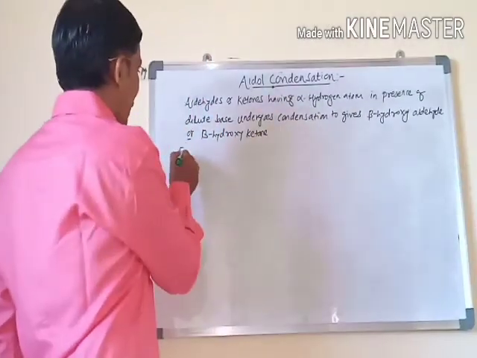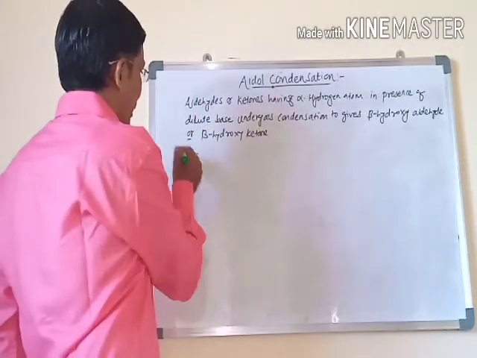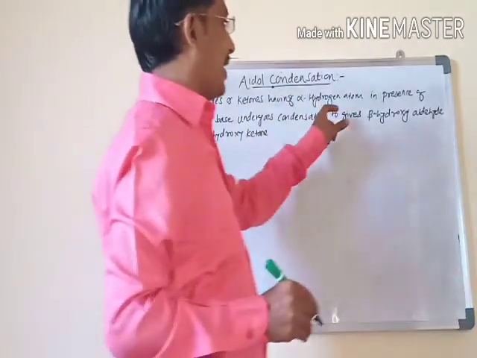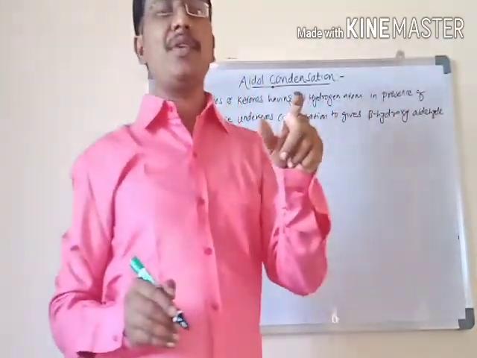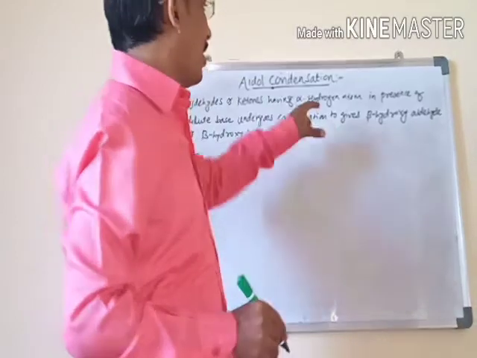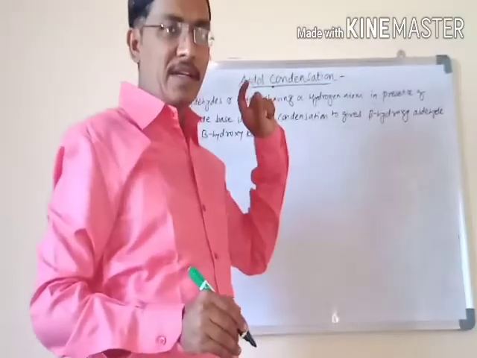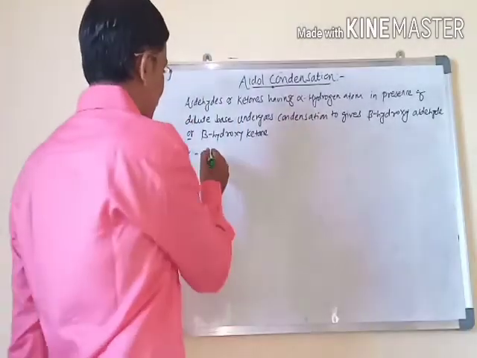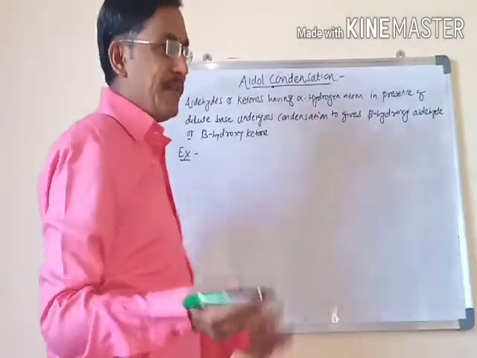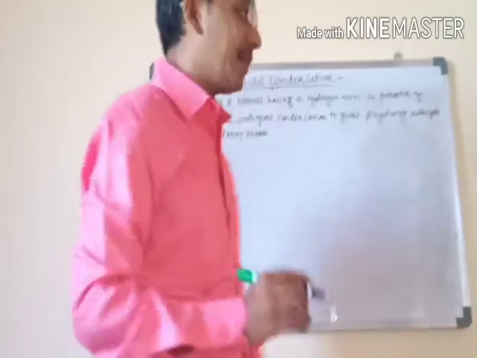Now see the particular example. The main requirement in this reaction is that the aldehydes or ketones have alpha hydrogen atom; in the presence of dilute alkali they give this reaction. First we will check which compound has the alpha hydrogen atom.